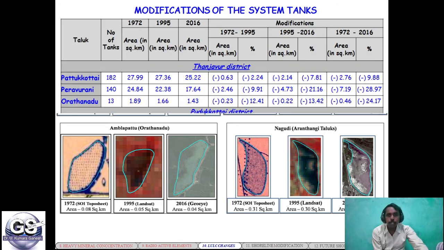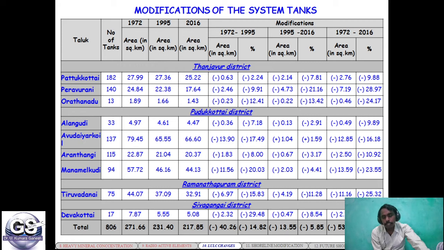To discuss further the modification of system tanks, in this study area a total of 806 system tanks were noticed with an areal spread of 271.66 square kilometers in 1972, and the same 860 tanks decreased with an areal spread of 217.85.